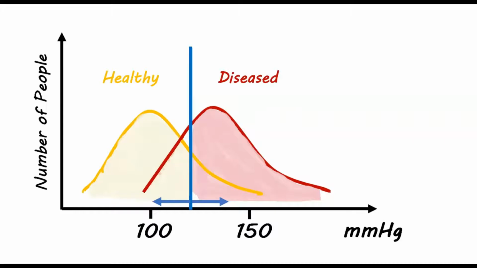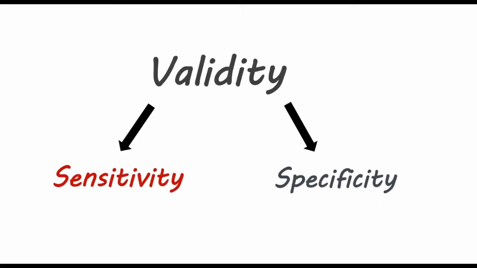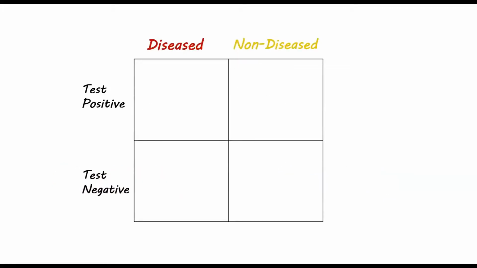If the threshold is too low, many healthy individuals may be falsely classified as diseased. If it's too high, many diseased individuals may be falsely classified as healthy. If a test is able to classify a large proportion of diseased and non-diseased correctly, it's said to have a high validity. In other words, it's considered to be a valid test. Test validity has two major components, sensitivity and specificity. These are quality criteria for the test. Here's an example to illustrate.